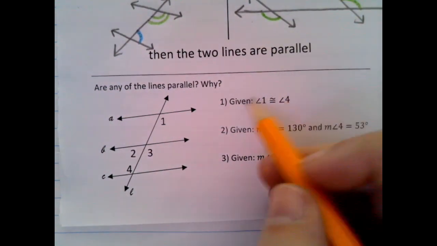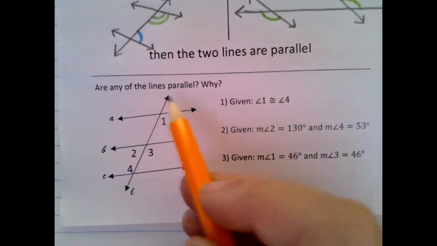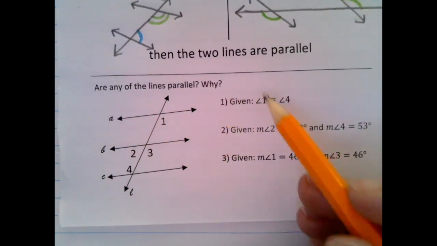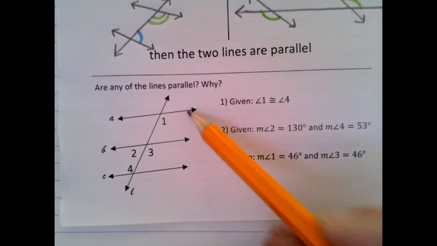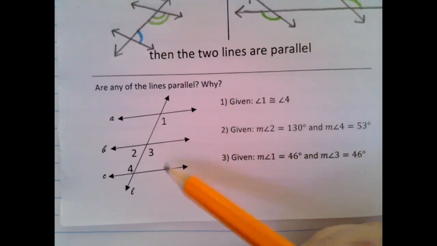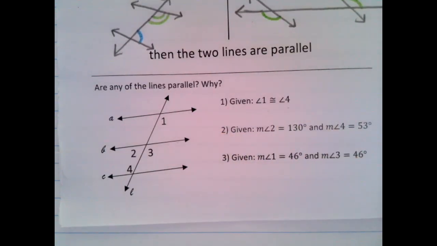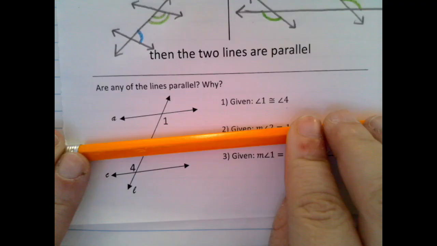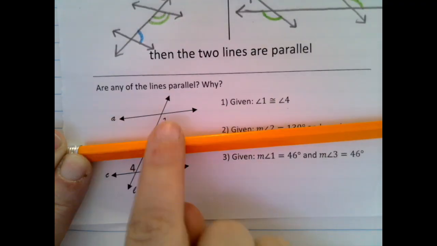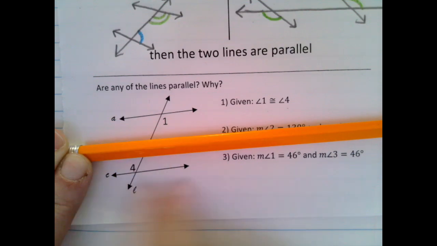All right, so as I look at number 1, it says, are any of these lines parallel and why? In number 1, we have angle 1 and angle 4. Which lines would I be comparing with 1 and 4? A and B, A and C, or B and C? What would 1 and 4 tell me to compare? A and C. Good, why? Because C is with angle 4 and A is with angle 1. Good. A is with angle 1, C is with angle 4.